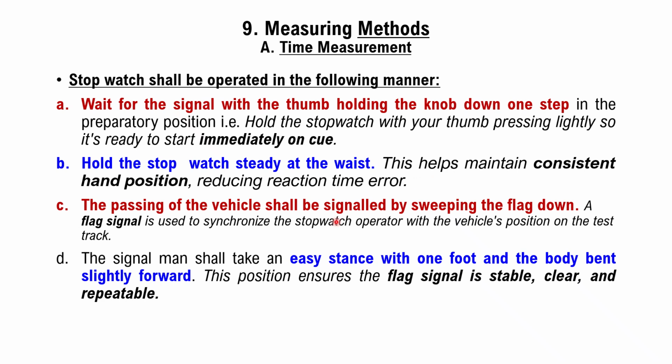The passing of the vehicle shall be signaled by sweeping the flag down. A flag signal is used to synchronize the stopwatch operator with the vehicle position on the test track. The signalman shall take an easy stance, with one foot forward and body bent slightly forward. This position ensures the flag signal is stable, clear, and repeatable.